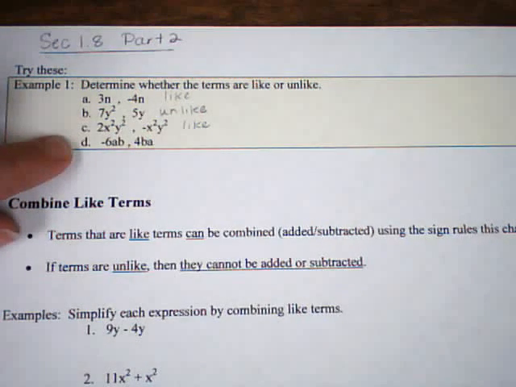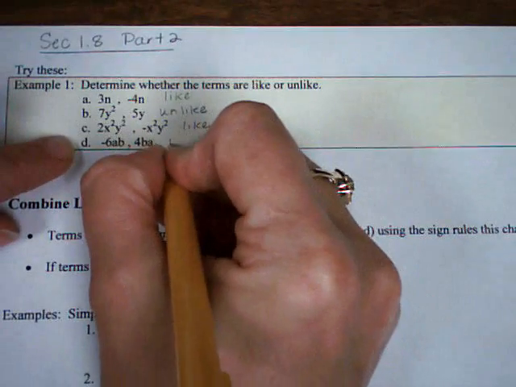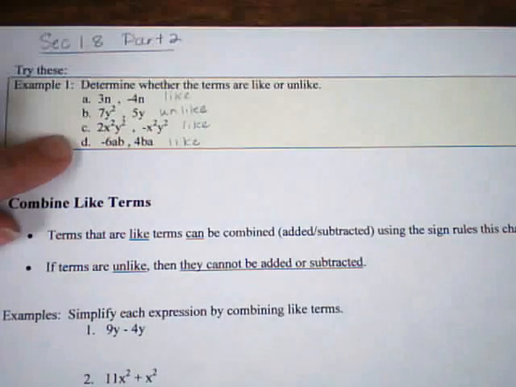And D is negative 6ab and 4ba. They do have exactly the same variables. They're not written in the same order, but like we said before, that doesn't matter. These are also like terms.